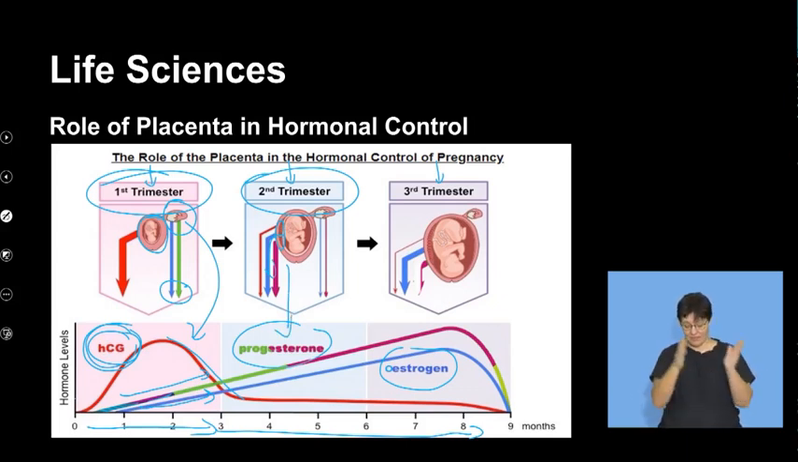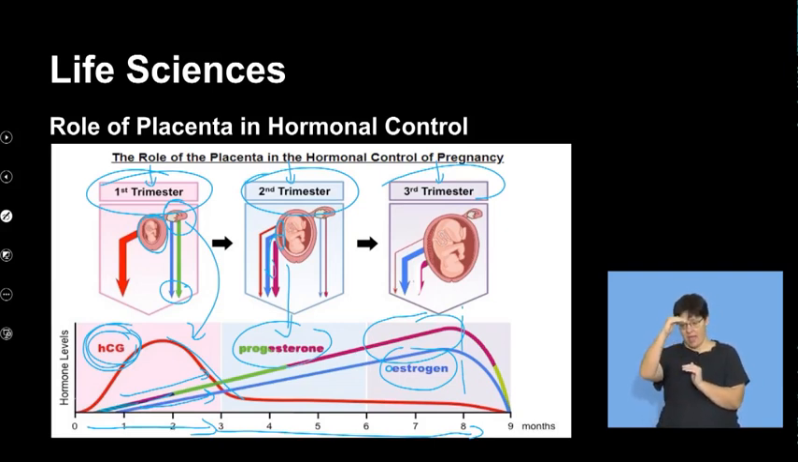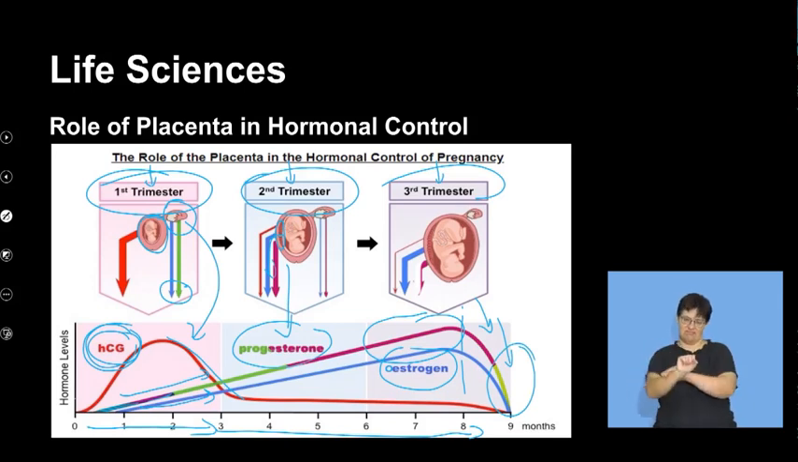As we progress into the third trimester, this is when the estrogen and progesterone levels are the highest, and as we get towards the end of the gestation period, or the development of the fetus within the uterus, we see that there is a preparation for delivery, and that is seen by a decrease in the levels of progesterone and estrogen, and that is then significant with the process of delivery and the birth of the baby.